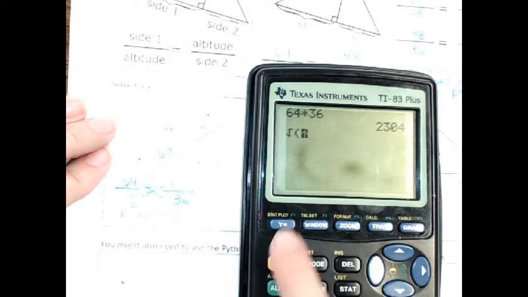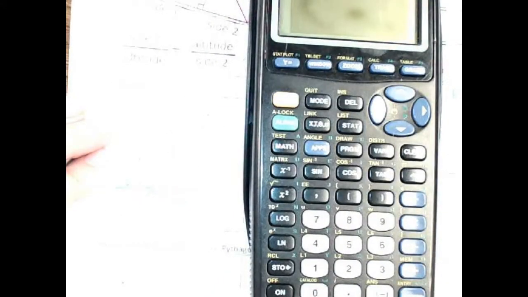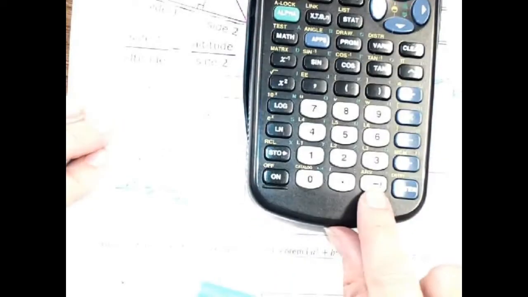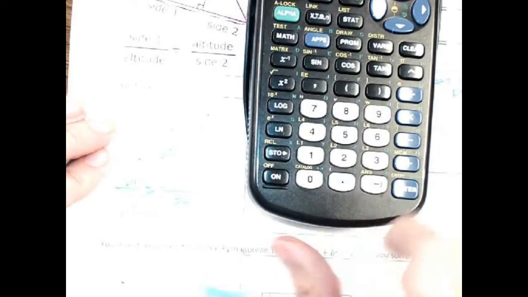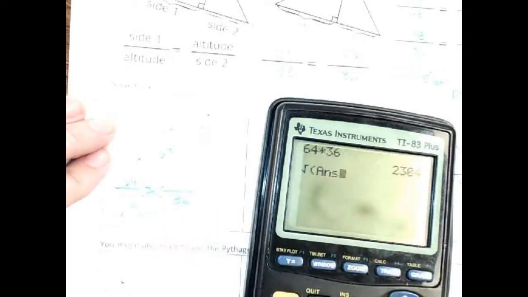You hit second, and it does this little arrow thing. And then if I hit here, it does answer. Like right here on this negative sign, it says answer right above there. If I click that, it says it's going to take whatever my last answer was and put it in right here for me. And it tells me that x is 48.